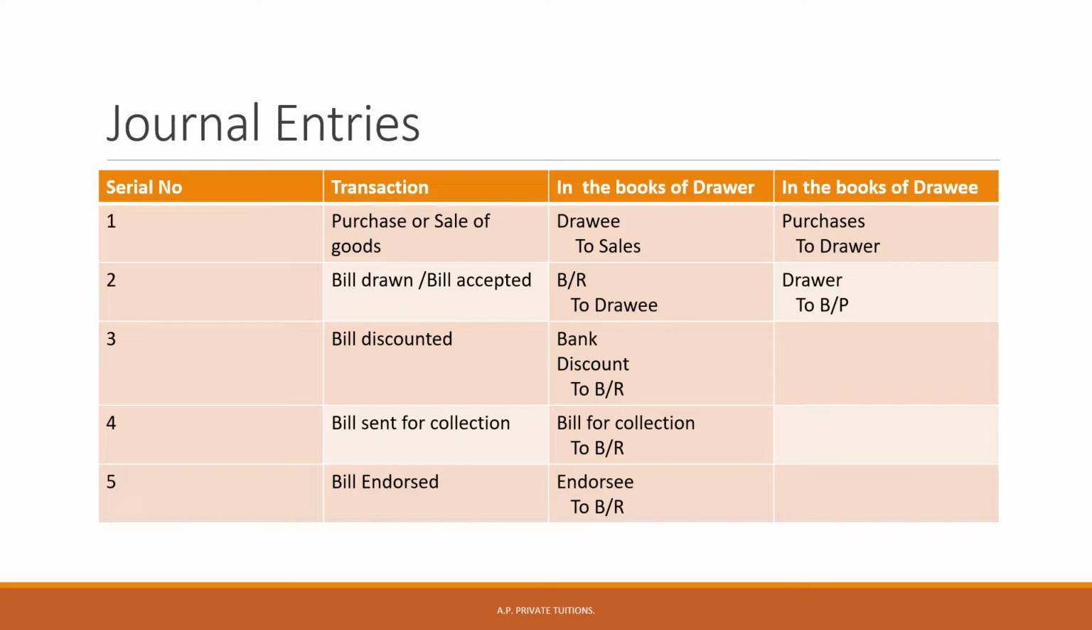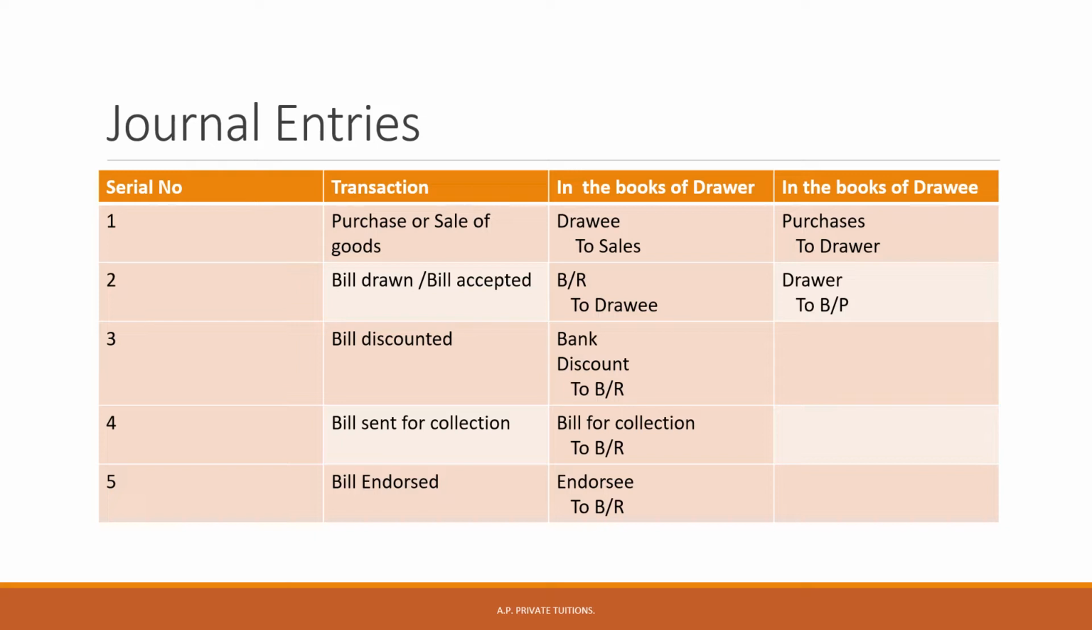Transaction number 1, purchase or sale of goods. The drawer will make sales, and you know very well sales are credited. And the drawee will make purchases, and you know very well purchases will be debited. And during lectures, I have told you in the books of drawer, you will open drawee's account, and in the books of drawee, you will open drawer's account. So see how our entry comes for sales in the books of drawer, drawee to sales, and in the books of drawee, purchases to drawer.